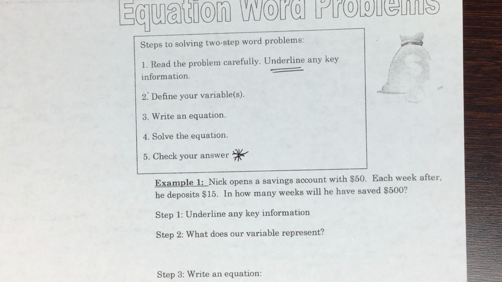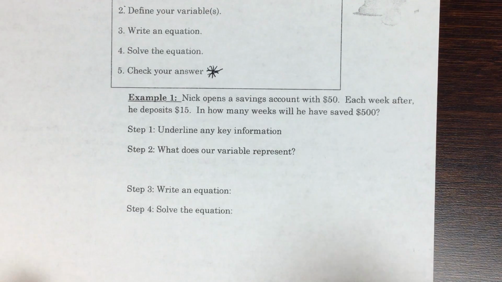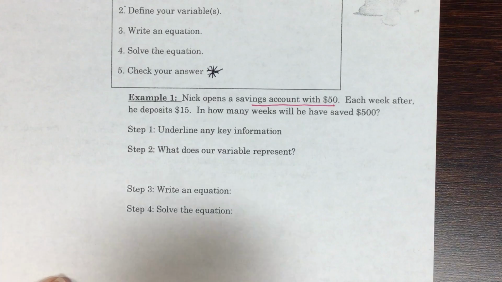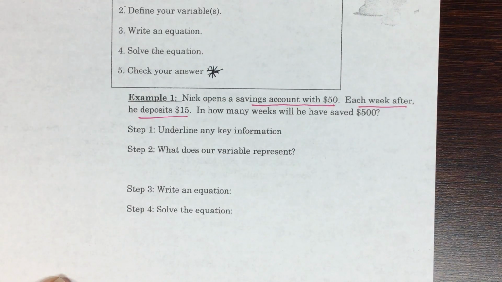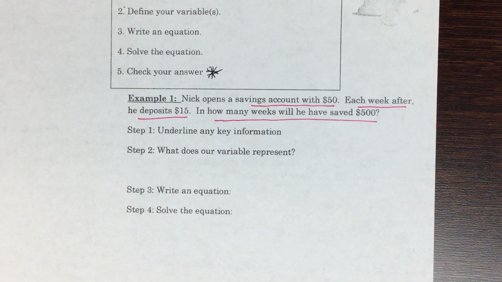So Nick opens a savings account with $50. Each week after, he deposits $15. And how many weeks will he have saved $500? So the first thing we do is underline important information. So he opened his account with $50. Each week after, he deposits $15. And in how many weeks will he have saved $500? That's our question.